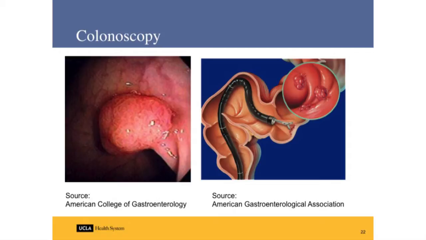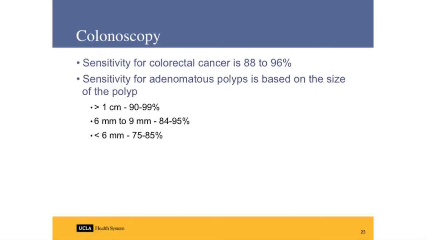So the sensitivity of detecting colorectal cancer with the colonoscopy is much higher than the fecal test that I mentioned. It's 88 to 96%. And the sensitivity for detecting the precancerous polyps is also much higher than the fecal-based tests. If a polyp is greater than 1 centimeter, the sensitivity reaches up to 99%. If a polyp is 6 to 9 millimeters, sensitivity is 84 to 95%. If it's less than 6 millimeters, it's 75 to 85%.